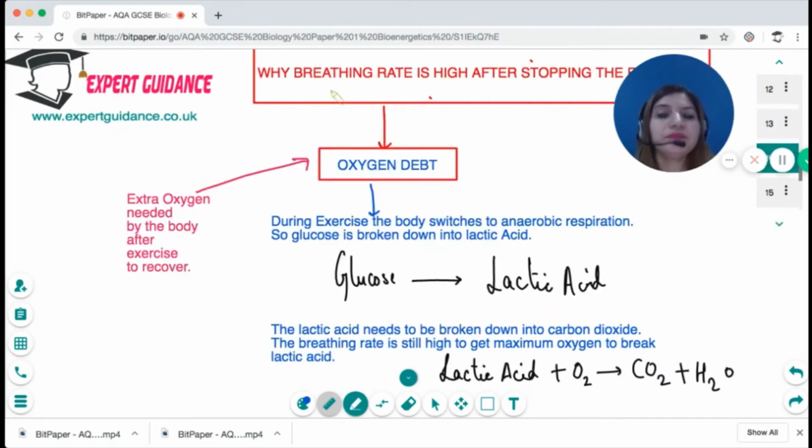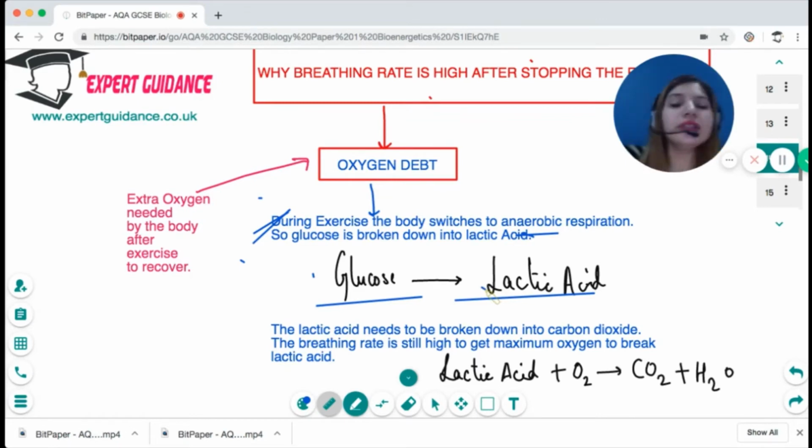Okay. Now, have you ever seen that even after you have exercised, you have stopped exercise, your breathing rate is still high? What is the reason for that? Now, the reason for that is during exercise, due to less availability of oxygen, the body switches to anaerobic respiration. Now, if you remember, the anaerobic respiration in animals converts glucose into lactic acid. Now, this lactic acid, when developed in greater quantity, can cause muscle fatigue, redness, swollenness of the body.